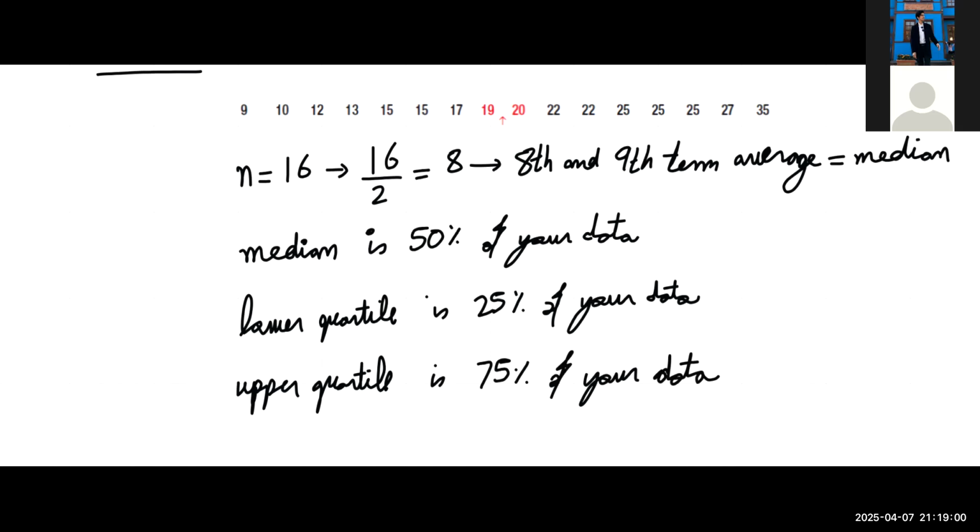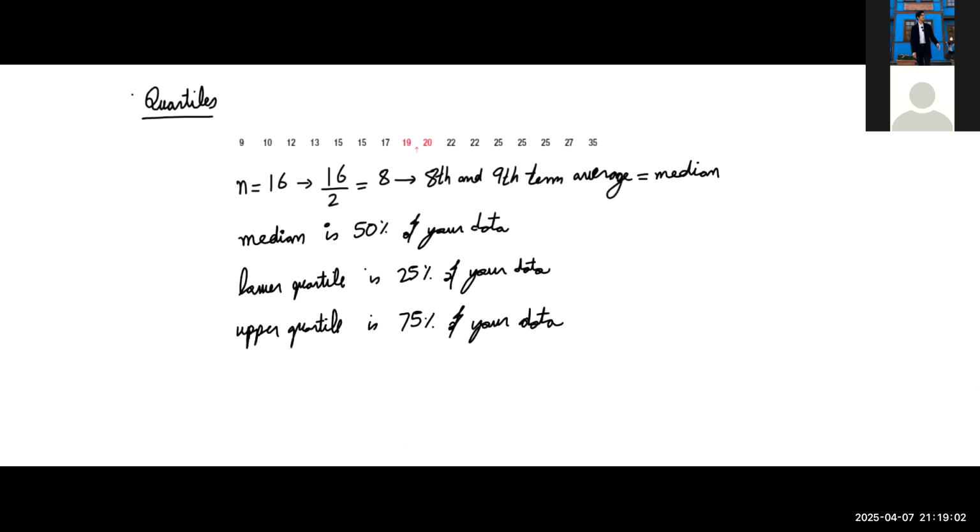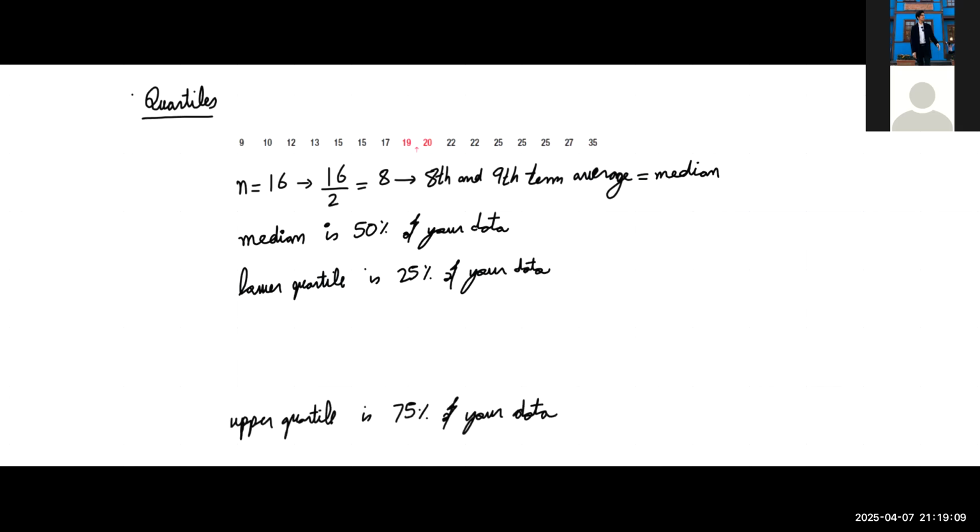So how do we find these? Similar method to your median. So let's try to find the lower quartile first. For the lower quartile, you take your 16 terms, and instead of dividing by 2, you divide by 4 because you want to find the 25%. You want to find the quarter, right? So you multiply by 1 over 4 instead of 1 over 2. That gives you 4. Since this is a whole number, the process is the same.